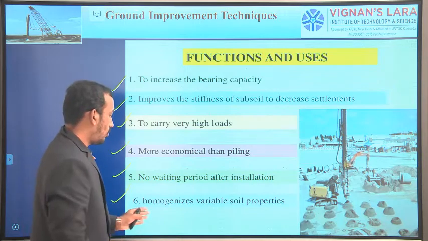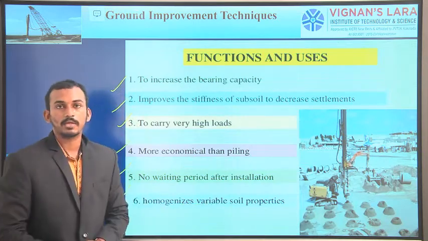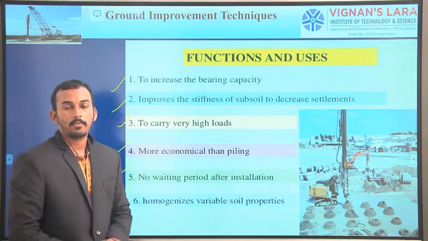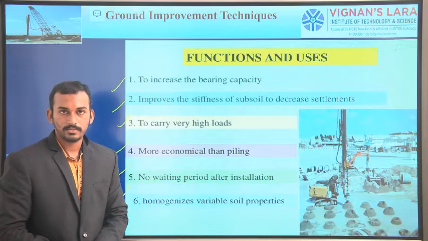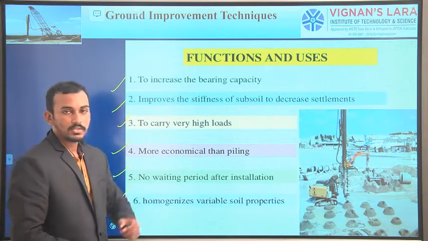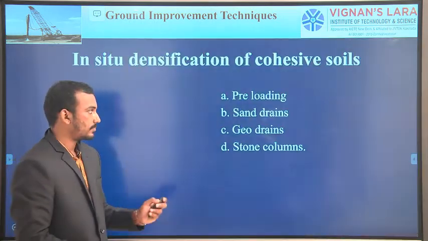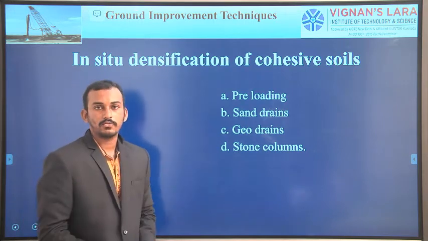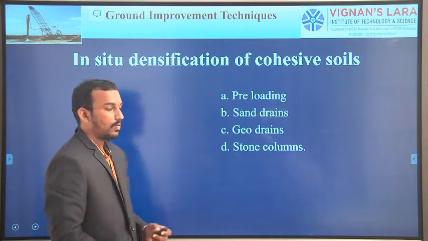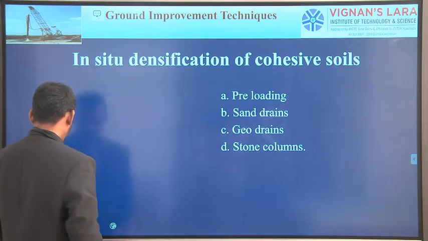Another one is to homogenize variable soil properties, which means it improves the properties; homogenizing means making the soil properties constant. So these are the functions and uses of stone columns. In our next class, we are going to discuss in situ densification of cohesive soils. Okay, let's summarize today's class.